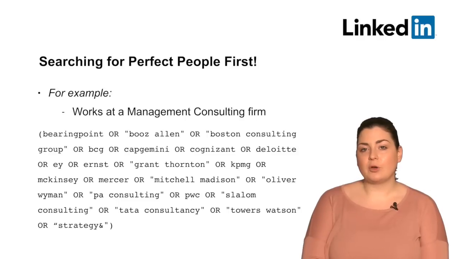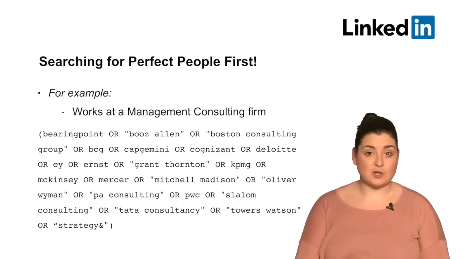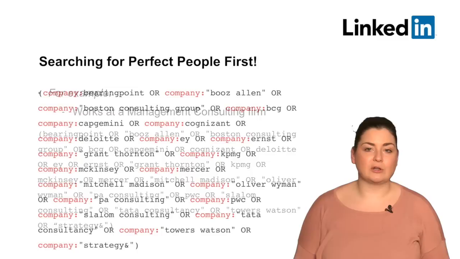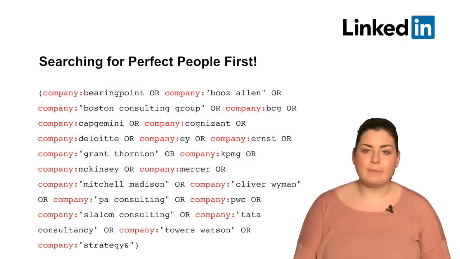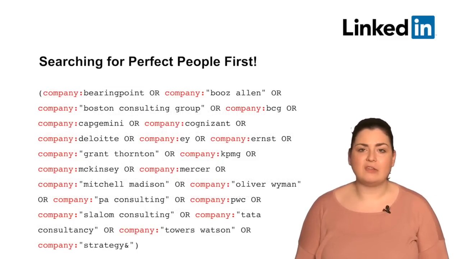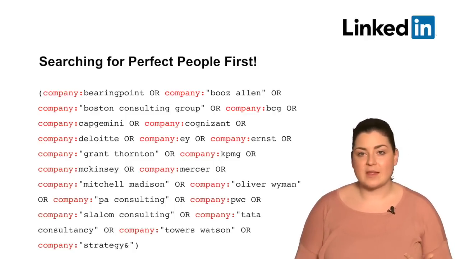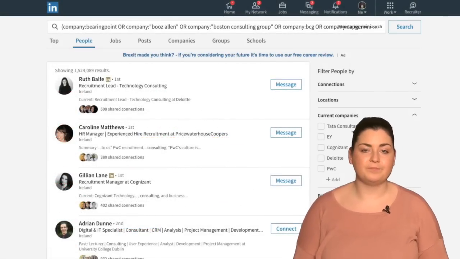But again, remember, if I'm going to be putting this into my search box at the very top, the search fields on the right hand side, once I've performed my search, they don't accept Boolean, but I can use field commands here, remember. So my field commands instead will look like this: company Bearing Point, or company Booz Allen, or company Boston Consulting Group, or company BCG, or company Capgemini, etc. So my field commands work exactly the same way with company as it would have done with the title field as well. And once I perform that search, I get really good results.